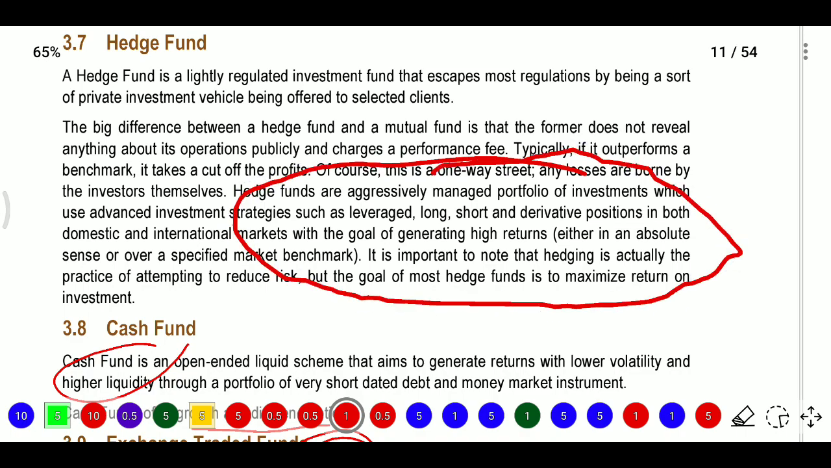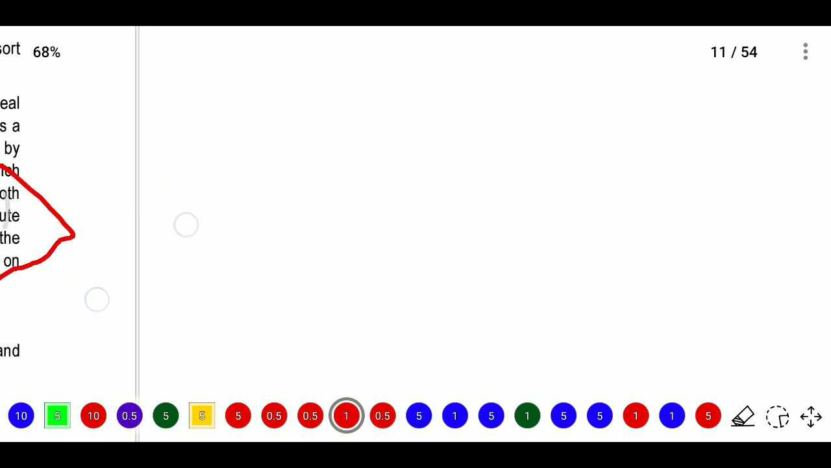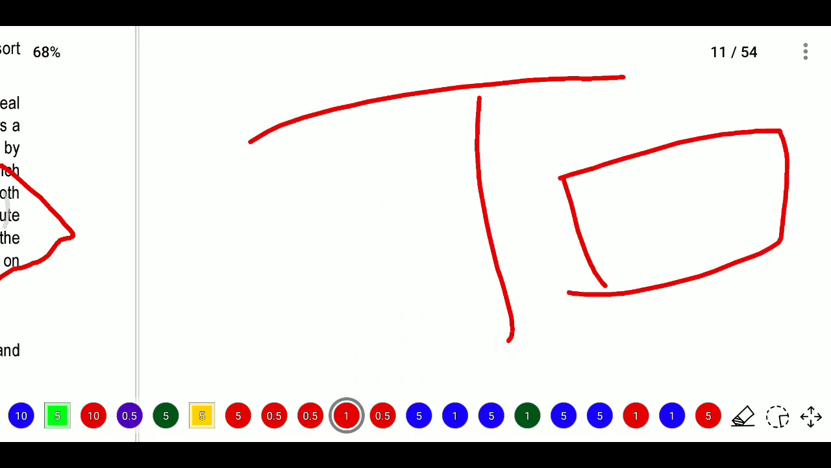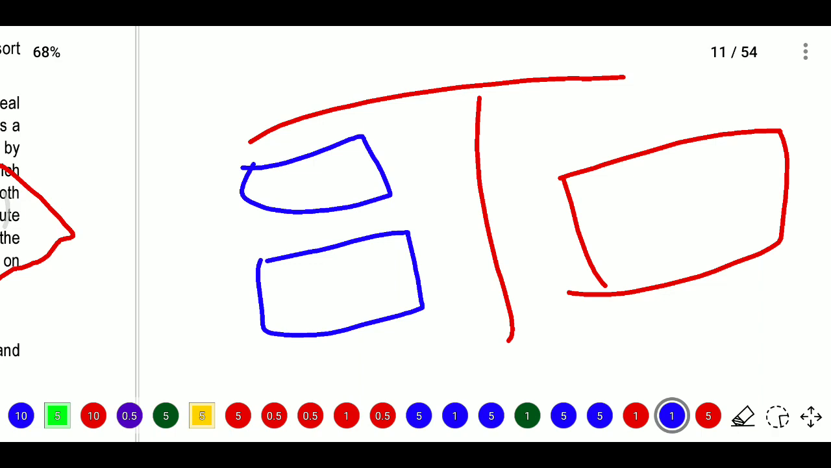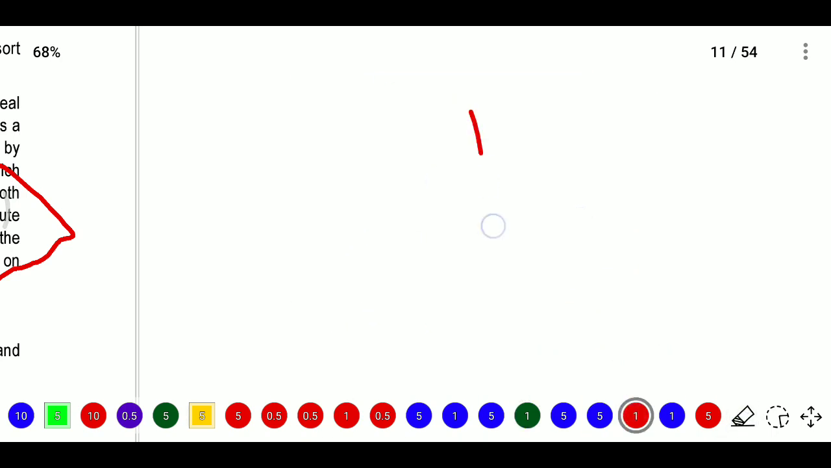What is leverage? What does long mean? What does short mean? What does derivative mean? Leverage means, for example, if you take a balance sheet, it is the fund house investment. On the other side, liabilities will be there: capital and outside liability. So if borrowing is more, for example 70 is borrowing and 30 is capital, and the borrowed amount is used to invest in assets, it becomes leverage. Firstly leverage, and next the second one, long.